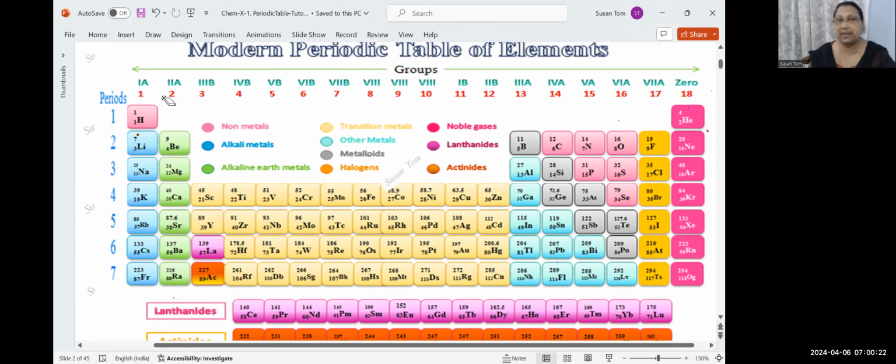So 2 periods khatam ho gaya. We are coming to the third period: sodium, magnesium, aluminium, silicon, phosphorus, sulfur, chlorine, and argon. Argon, 2, 8, 8 is the configuration. So each of them till 18, coming to 19 and 20. These 20 elements, in this order, in this layout, you have to learn. That is the first thing.